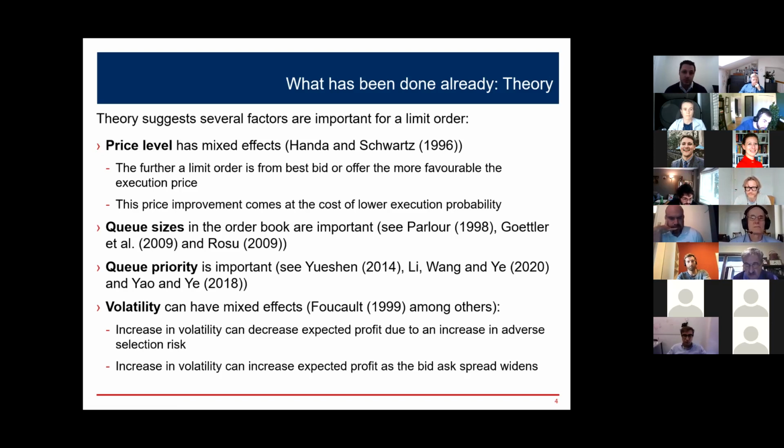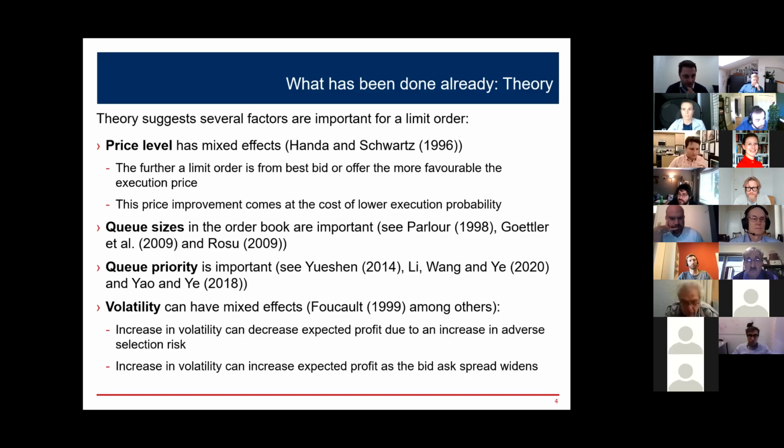The next factor that limit order traders should be considering when working out how to manage their limit orders is the shape of the order book, or the size of the queues at the different price levels. That was best seen in Christine Parlour's original paper, and it has come out in a lot of theory papers subsequently, that this is clearly important for limit order traders when they're considering that decision.